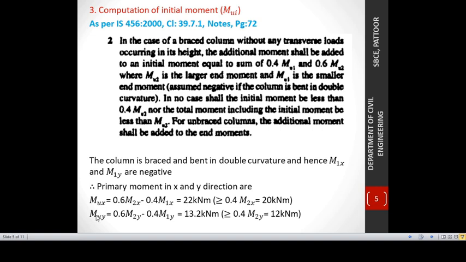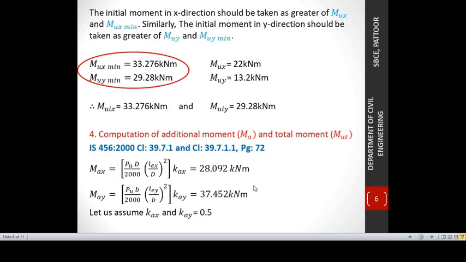Correspondingly, Muy is equal to 0.6 M2y minus 0.4 M1y, which is obtained as 13.2, which should also be greater than 0.4 M2y, which is equal to 12. Both Mux and Muy satisfy this check. The initial moment in x direction should be taken as the greater of Mux and Mux minimum. Similarly, the initial moment in y direction should be taken as the greater of Muy and Muy minimum.